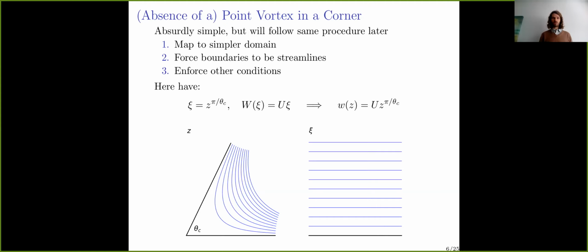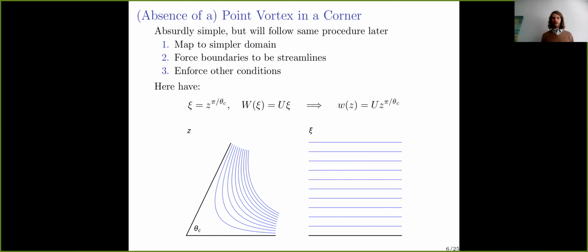That makes the boundary a streamline. And then we map back, we have our complex potential. So very simple here. There aren't really any other conditions except for just having it be a boundary and having the uniform flow be the right speed, but we'll follow the same procedure.